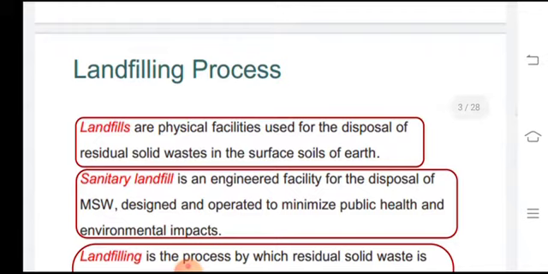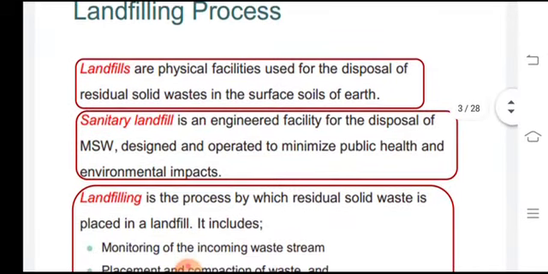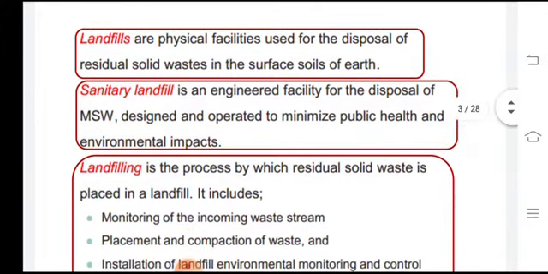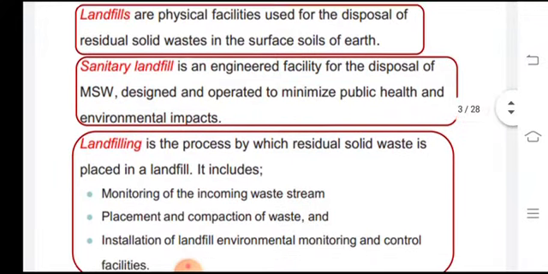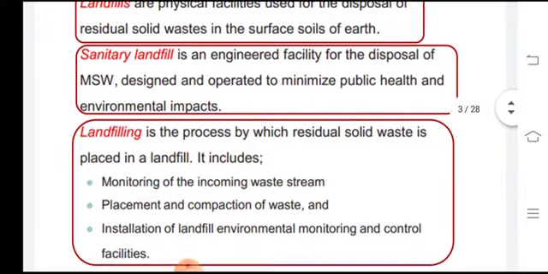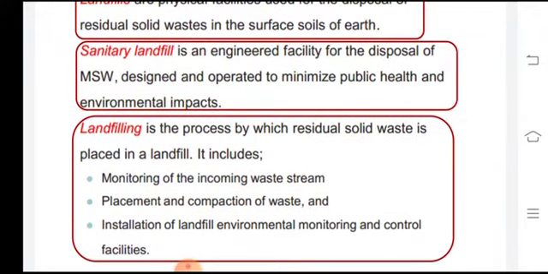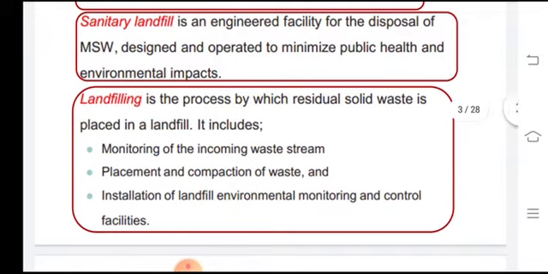So, what are the landfilling processes normally? Landfills are physical facilities used for the disposal of residual solid waste in the surface soils of Earth. A sanitary landfill is an engineered facility for the disposal of municipal solid waste, designed and operated to minimize public health and environmental impacts. Then, what is the process? Landfilling is the process by which residual solid waste is placed in a landfill.